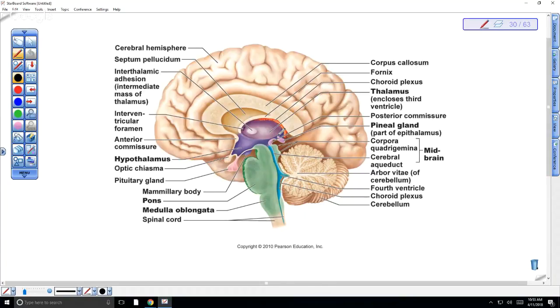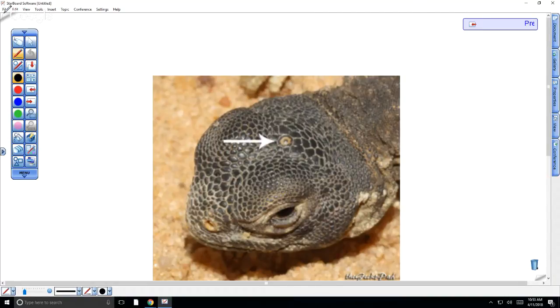And so that is the case for reptiles. So they actually have a third eye. And in reptiles, they have what is called a parietal eye. And this is a transparent scale. And this just allows light to stimulate the pineal gland directly. And melatonin is released at night.